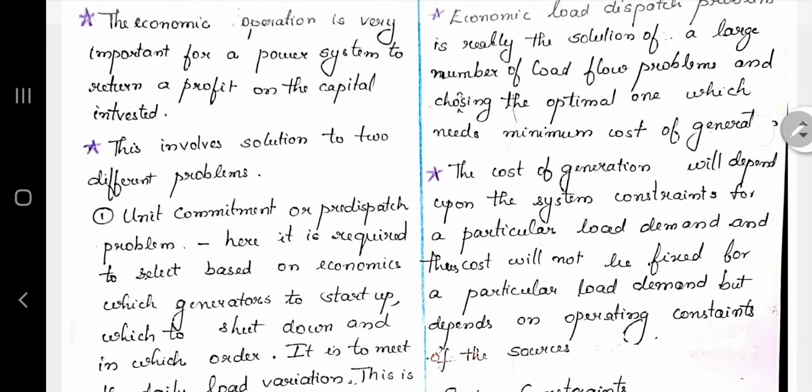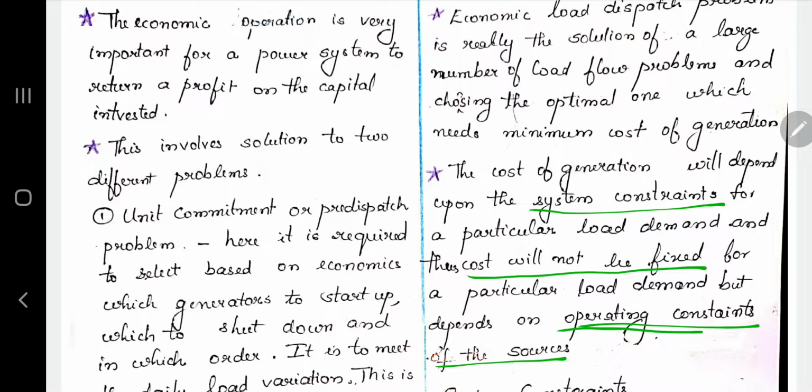From all these data, it might be understood that the cost of generation will depend upon the system constraints. Some constraints are there, some limits are being given. The cost of generation will be directly dependent upon these system constraints for a particular load demand. This cost will not be fixed for a particular demand, but depends upon the operating constraints of the source. So according to the operating constraints for a particular load, the cost will be varying. If the operating constraints change, then surely the cost will also change.